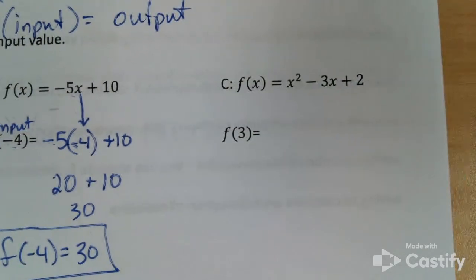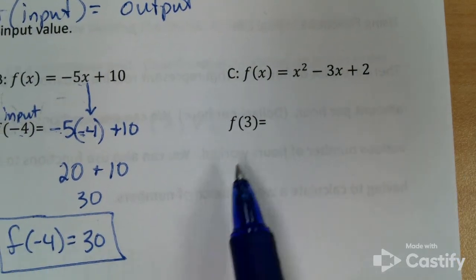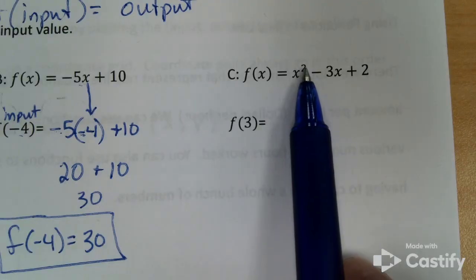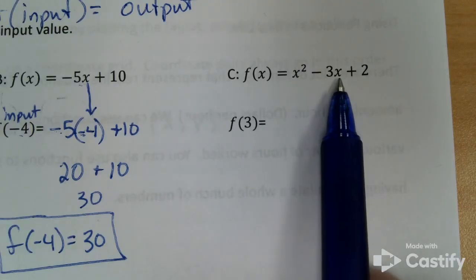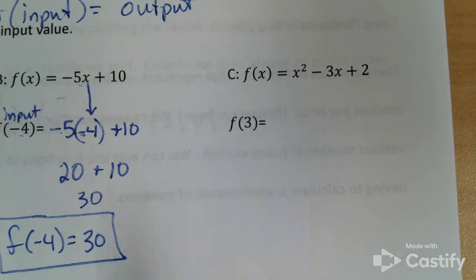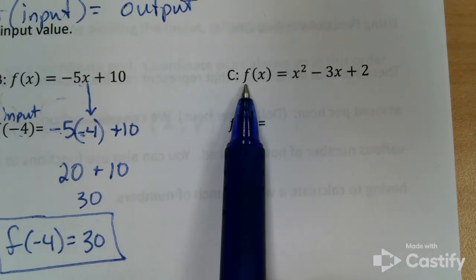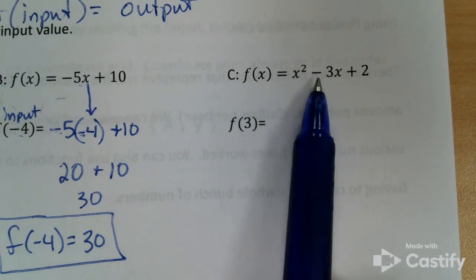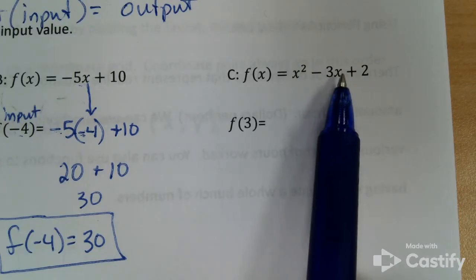Okay, let's jump over to this one. Now this one's a little bit longer equation. It's got two different x's in it. We have x squared, and we also have a negative 3x. So we got to pay attention to that. We have two different places we're going to be doing our input. So my function is, again, reading it out loud, f of x is equal to x squared minus 3x plus 2.